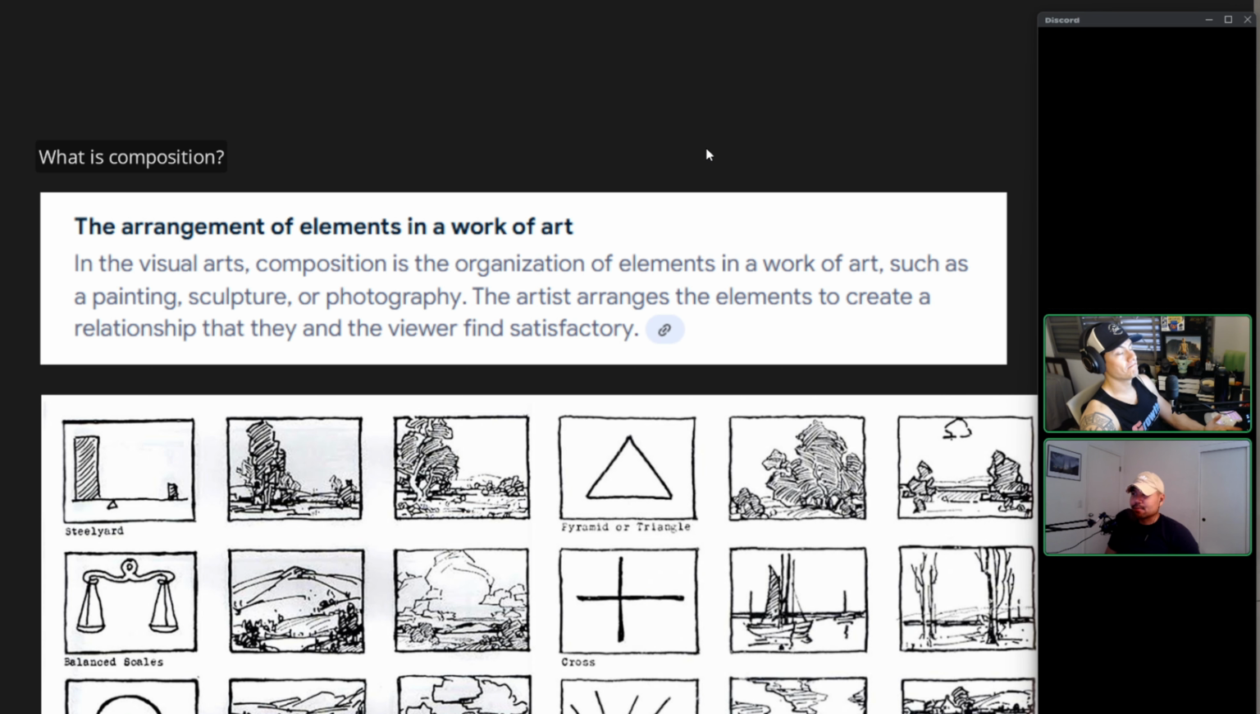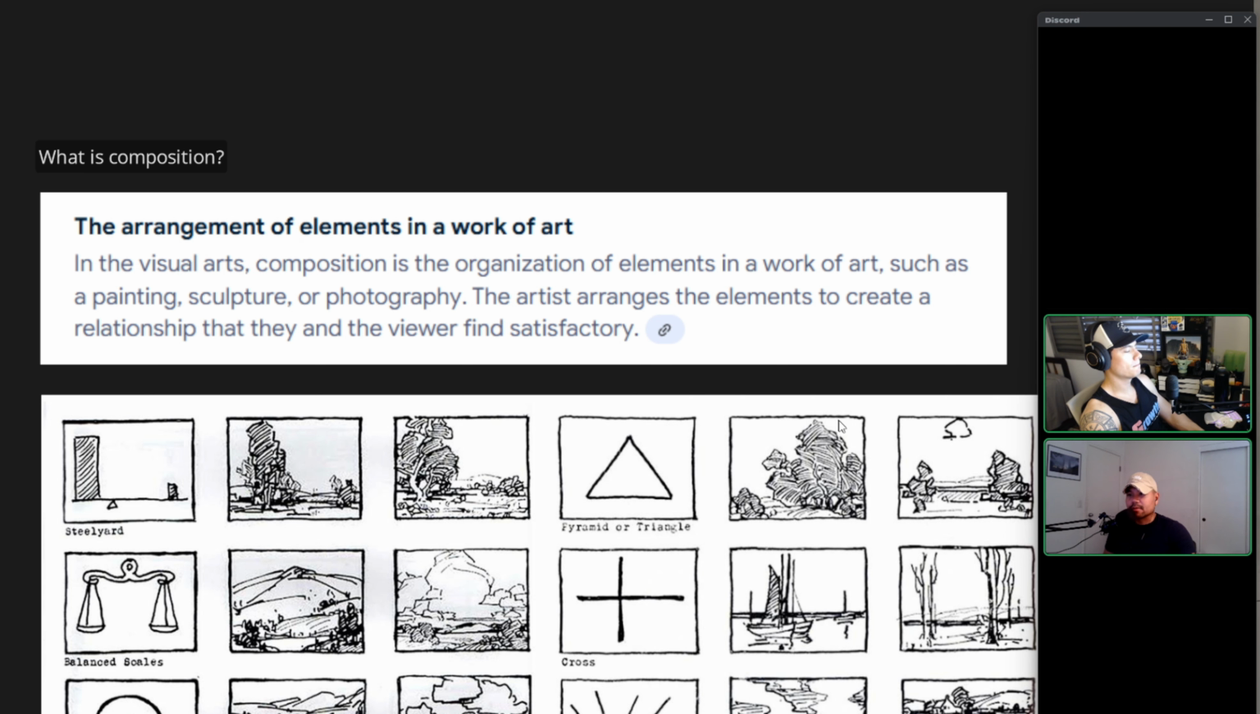All right. So, today we're going to talk about composition and what is composition, first of all. Composition is basically the arrangement of elements in a work of art. In the visual arts, composition is the organization of elements in a work of art, such as painting, sculpture, or photography. The artist arranges the elements to create a relationship that they and the viewer find satisfactory.